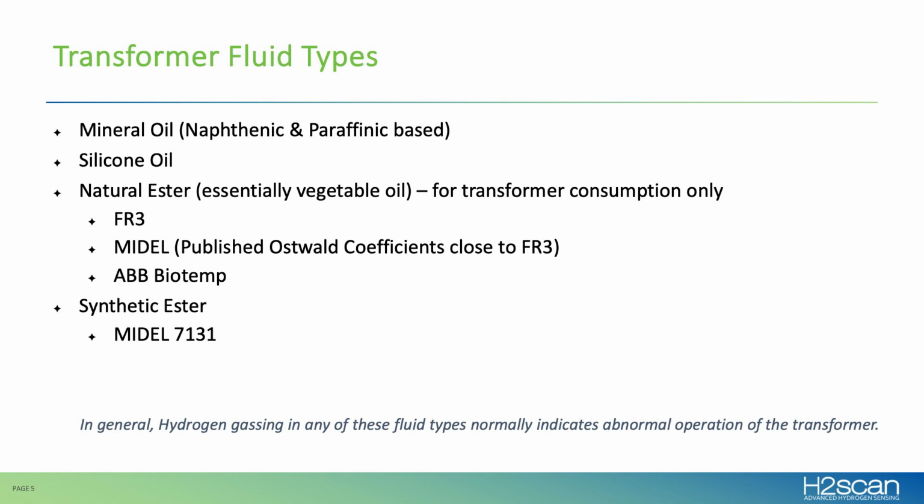And so probably the most common natural ester fluid you see in use today is FR3, and that's manufactured by Cargill. You also have Midel, a natural ester, and ABB Biochem. We're working with manufacturers around the world. We've got a company in Japan that's wanting us to evaluate palm oil. And so it's important that if you have these various fluids, there's also synthetic esters like Midel 7131. And there's a lot more today than just these listed, but I just wanted to throw some examples up there of what some natural esters and synthetic esters are.